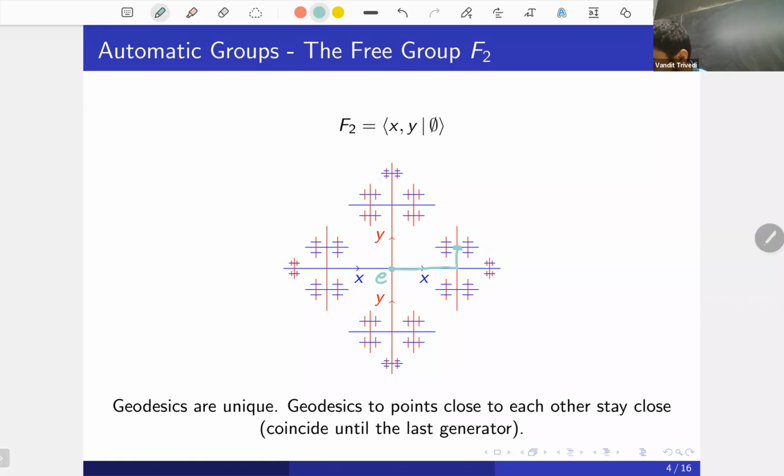Now let's say that I wanted to find a representative for a group element that's close to that point, say one that differs by a Y. If I want to get there, I start along the path that we had before, and we just tack on an X at the end. So now you can see that I have two words, XY and XYX. Those two paths corresponding to those words stay close together. In fact, not only do they stay close together, they're entirely coincident up to the last generator. So that's what we have in the free group, and it was fairly simple to think of an automatic structure on this. This would constitute an automatic structure on the free group.